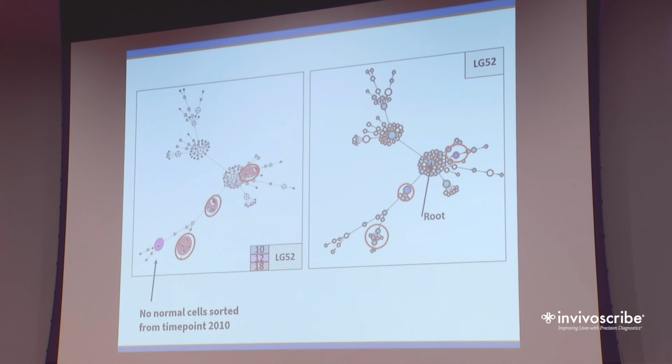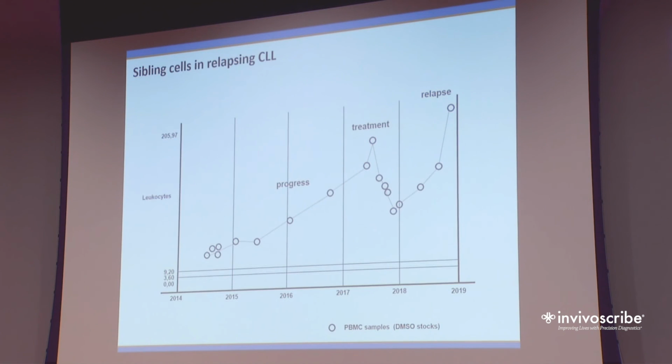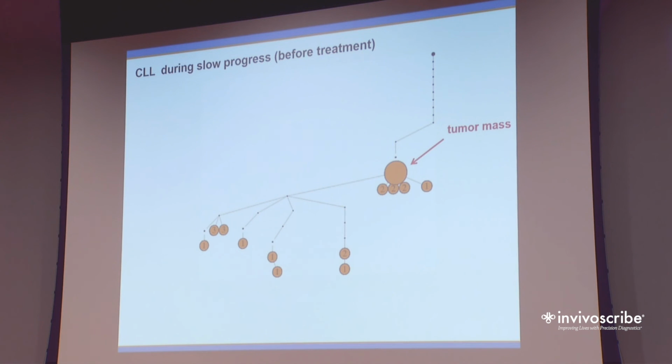So this is very complicated to understand, so let me point you to this very simplified model. We have this one patient here, and he has a CLL progress, and then at treatment, the numbers of leukocytes in the peripheral blood drop, and then after 2 years, he has got a relapse. We sorted CLL cells and sibling cells separately at these 3 different time points, and again performed with the Invivoscribe LymphoTrack assay the repertoire analysis.